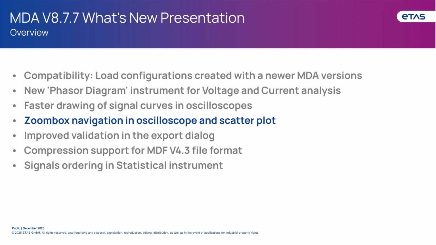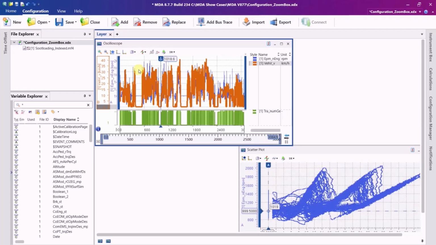In this section, I'd like to demonstrate the new Zoombox option available in both the oscilloscope and the scatterplot. In previous MDA versions, zooming was limited to one direction at a time. You could either zoom horizontally or vertically.